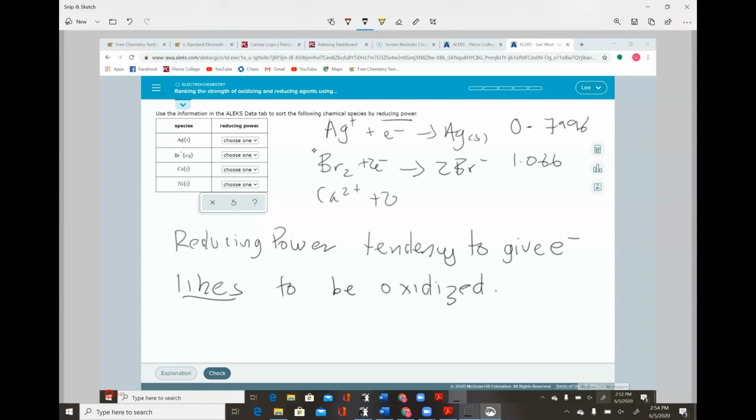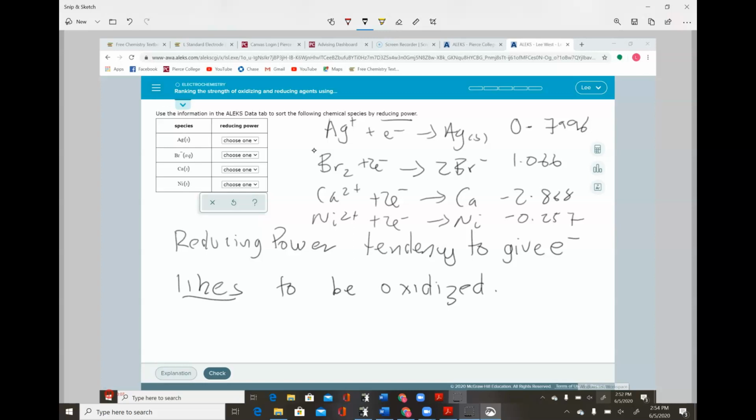You see they're all written in the reduction direction. Okay, they're all written in the reduction direction. So we've always got electrons on the left. And then we've got nickel 2 plus plus 2 electrons gives nickel, and the value for that one is minus 0.257.